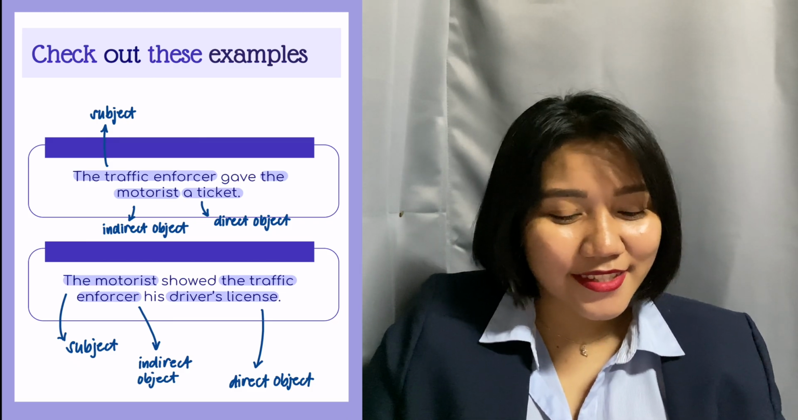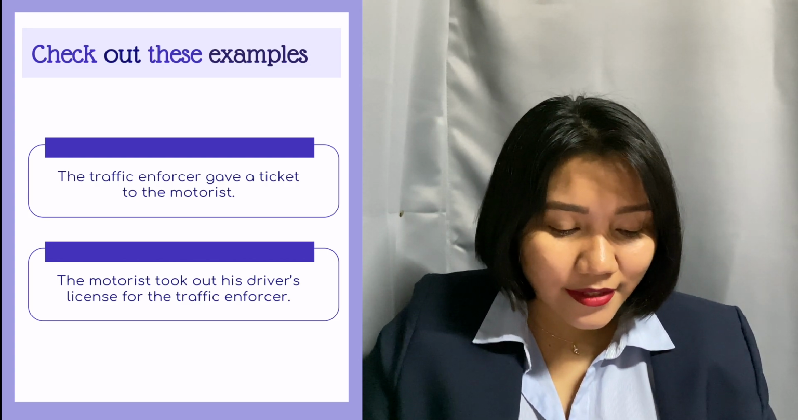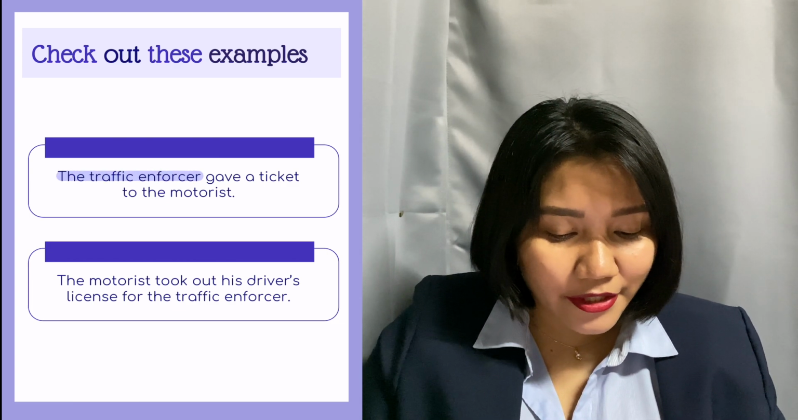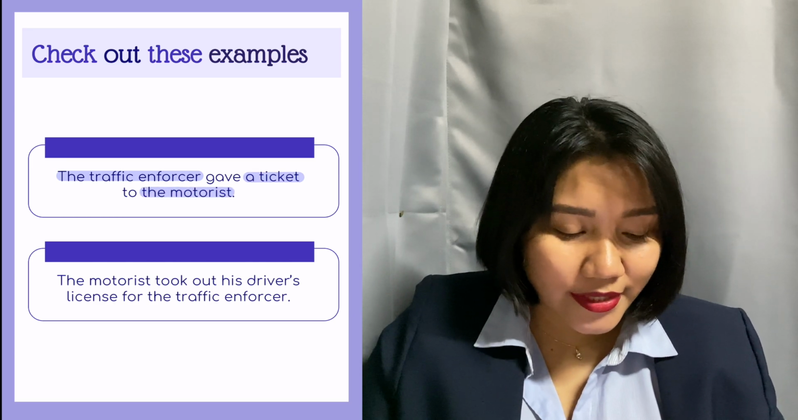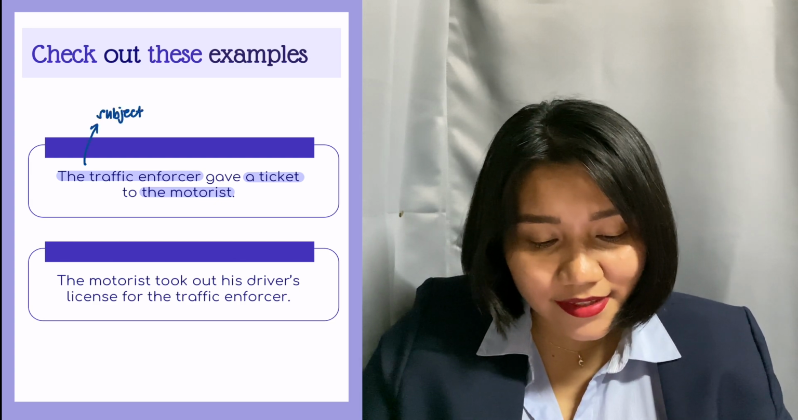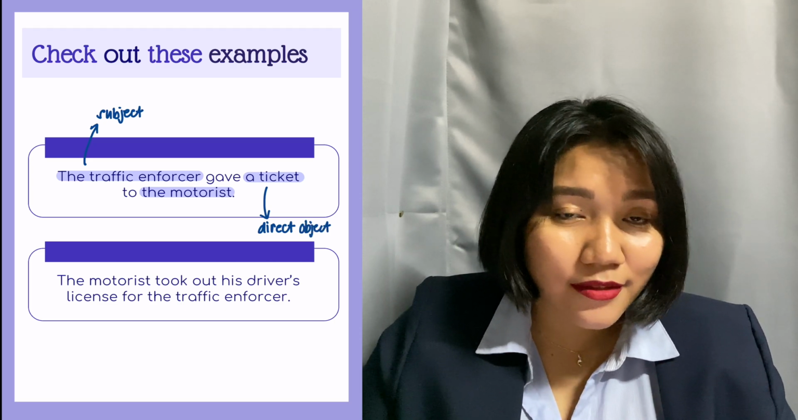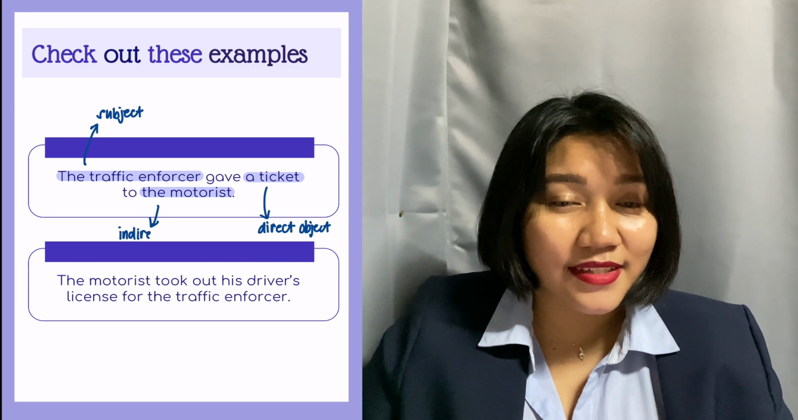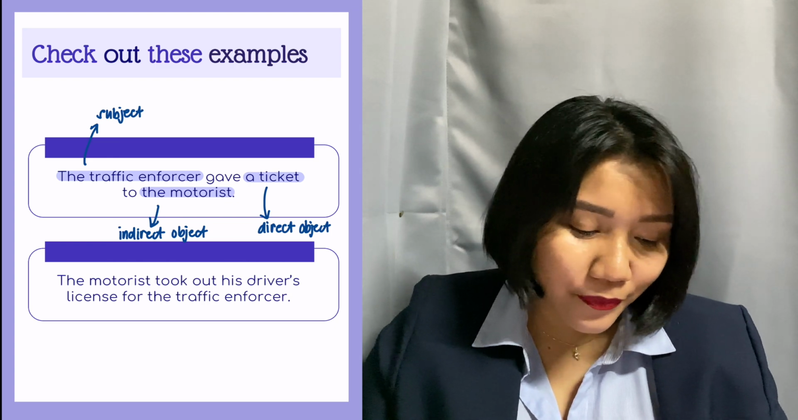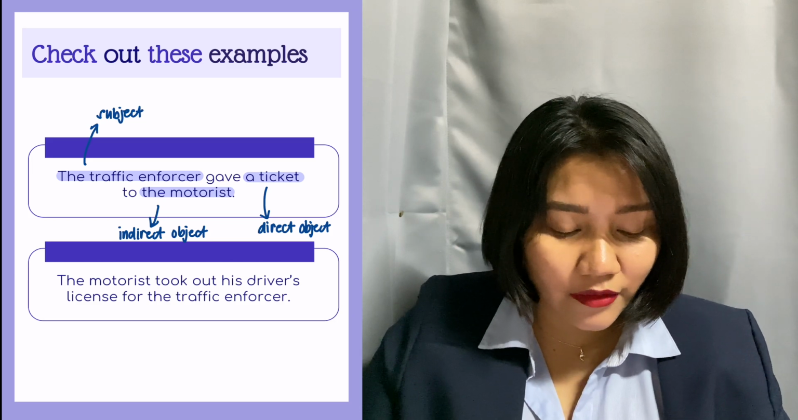Let's take a look at these sentences. The traffic enforcer gave a ticket to the motorist. There are three nouns in the sentence: the traffic enforcer, a ticket, and the motorist. The traffic enforcer functions as the subject in the sentence, and the ticket functions as the direct object. The motorist functions as the indirect object in the sentence because it is part of a prepositional phrase that begins with the preposition to. The next sentence: the motorist took out his driver's license for the traffic enforcer.